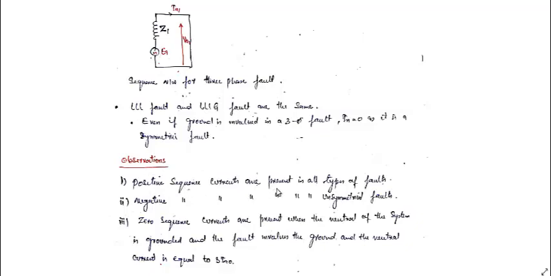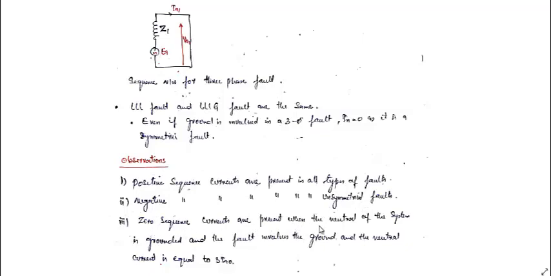Positive sequence currents are present in all types of faults, irrespective of the fault, whether it is symmetrical or unsymmetrical. Negative sequence currents are present in all unsymmetrical faults. Unsymmetrical faults will contain negative sequence current definitely. Positive will be there, negative will also be there in unsymmetrical faults.